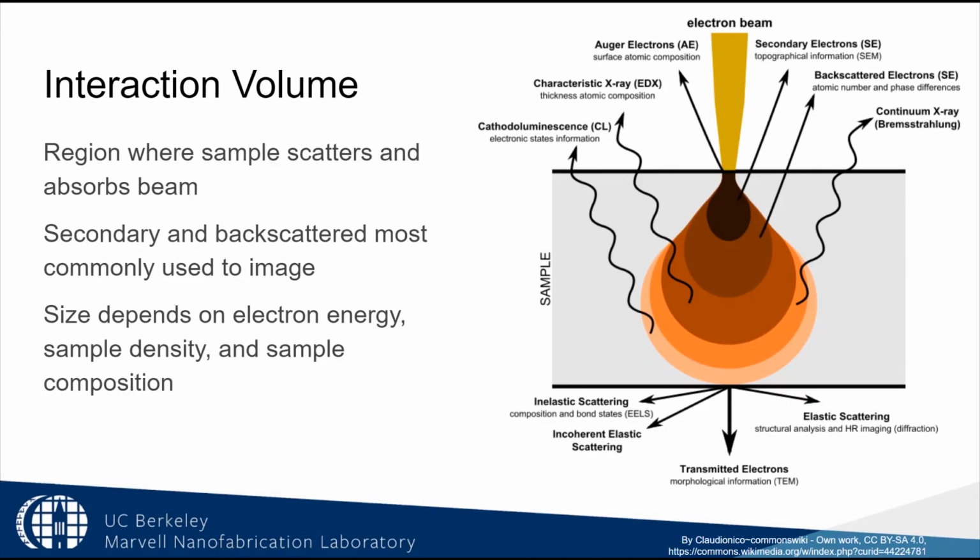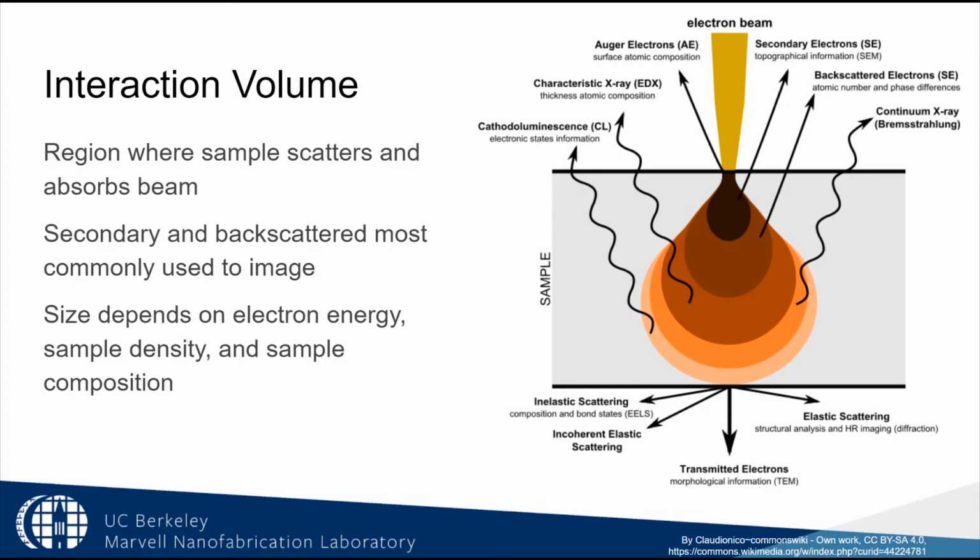Electrons interact with the sample in multiple ways, depending on where the electron scatters in the material. The volume of the sample that interacts with the electron beam is called the interaction volume. If the electron scatters at the very top surface of the sample, it produces an Auger electron, which contains surface atomic composition information. You can also get secondary electrons or backscattered electrons if the electron scatters deeper inside the sample. These are the primary scattering mechanisms that we use to produce SEM images, and we'll talk about these more in a moment.